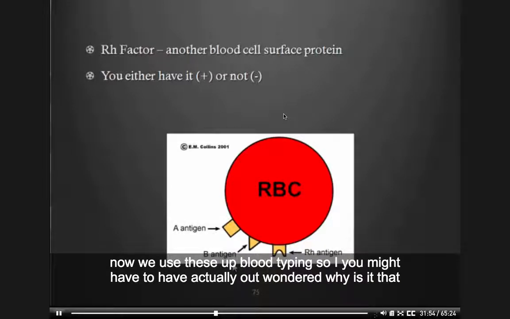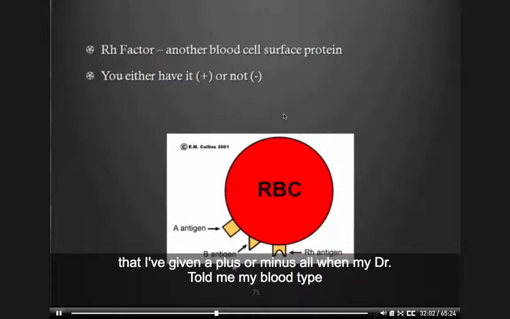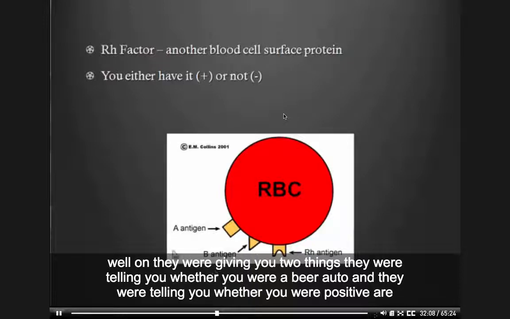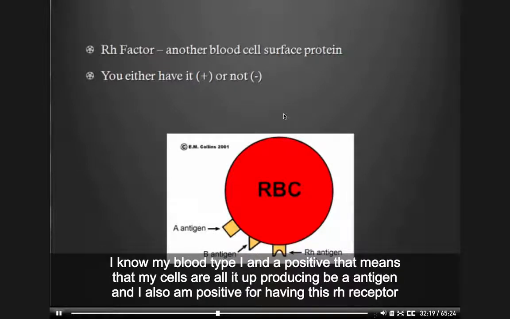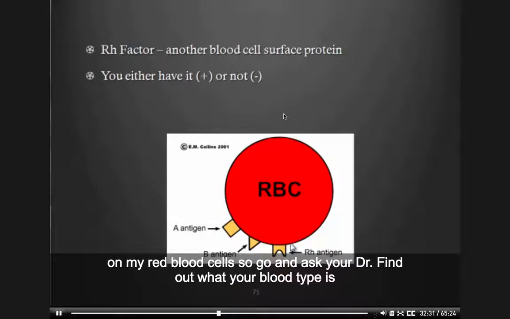Now, you might have actually wondered, why is it that I'm given a plus or a minus when my doctor told me my blood type? Well, they were giving you two things. They were telling you whether you were A, B, or O, and they were telling you whether you were positive or negative for the RH factor. So just so that you know, I know my blood type, I am A positive. That means that my cells are all producing the A antigen, and I also am positive for having this RH receptor on my red blood cells. So go and ask your doctor, find out what your blood type is.